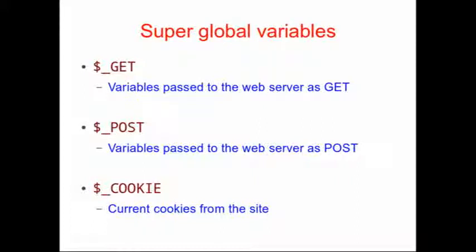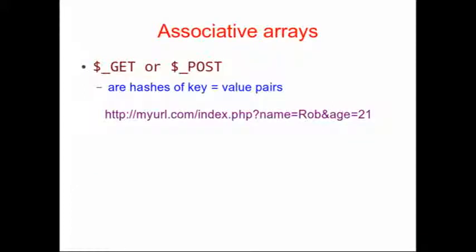post. There's a subtle difference between the way your browser passes the variables depending on if it's using get or post. However, for most situations, at least beginning on, we'll be using get. Cookies, of course, are variables that are stored on your machine, and every time a website makes a request, it gets the cookies back that it's stored there. In fact, get or post are hashes of key value pairs.